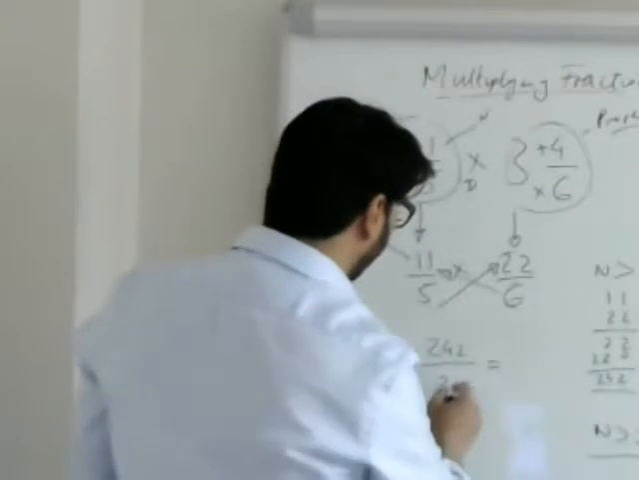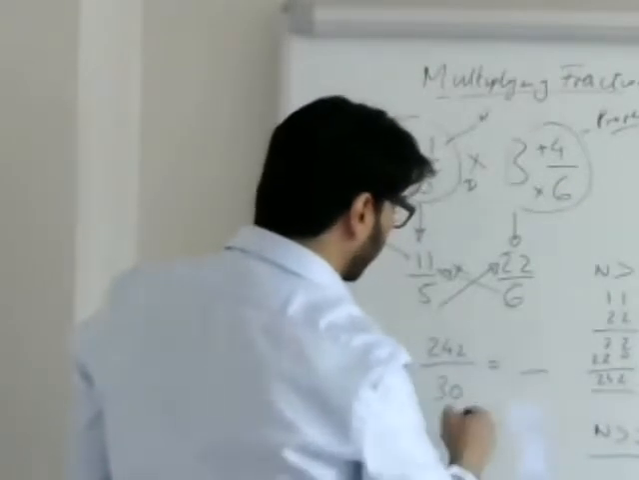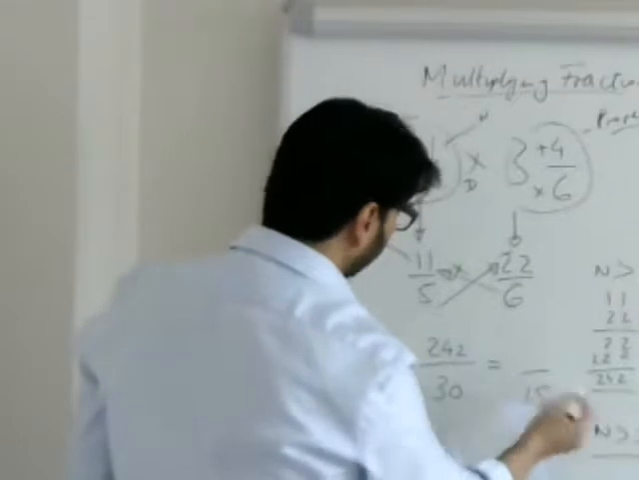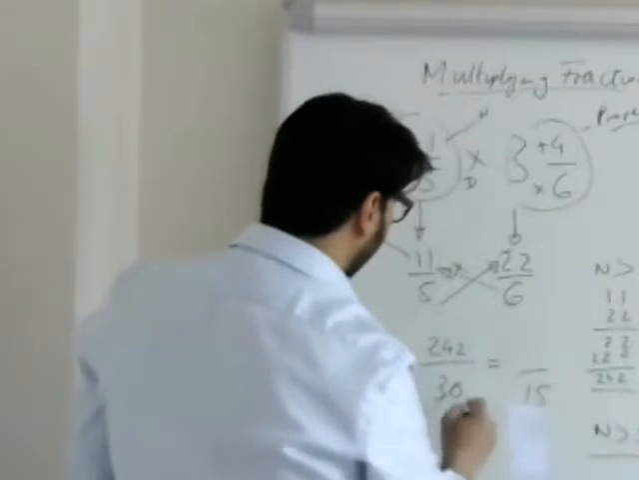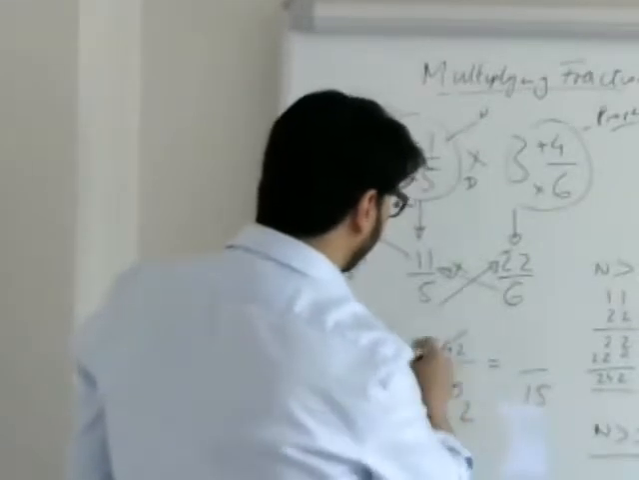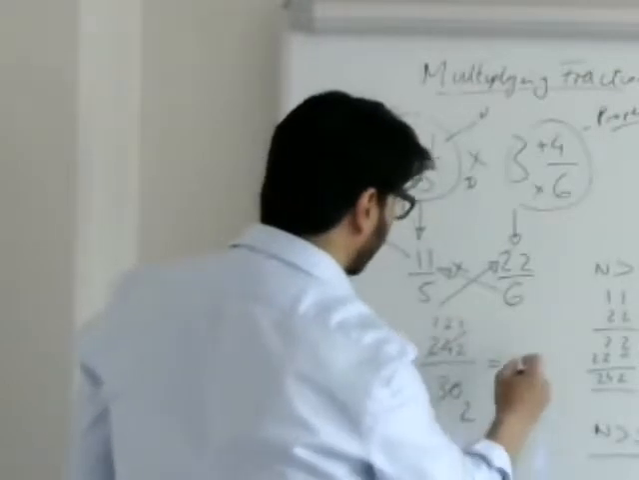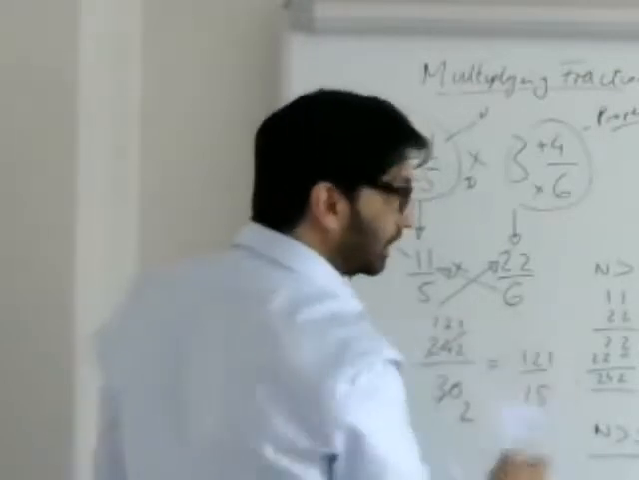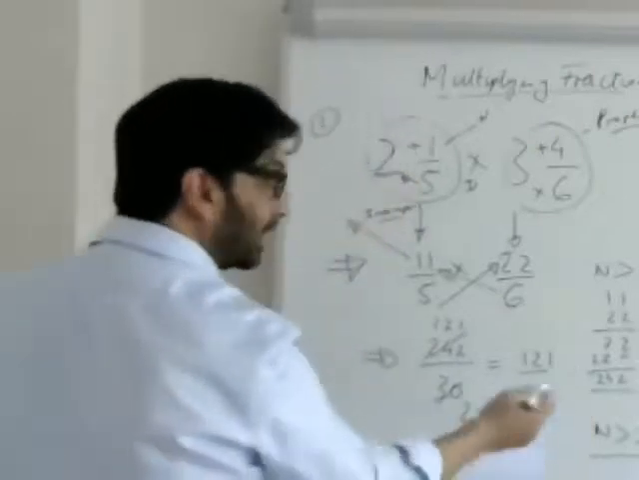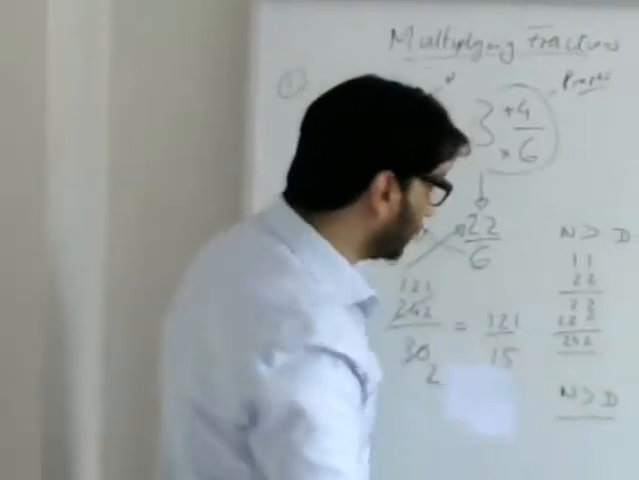Now let's see if we can further divide this by, say, 2 for example. So we know that 30 divided by 2 becomes 15. So we know that straight away. And then let's see if we can divide the top part. If we divide 242 by 2, that will give you 121. Again, it's an improper fraction because we can see that the numerator is greater than the denominator.